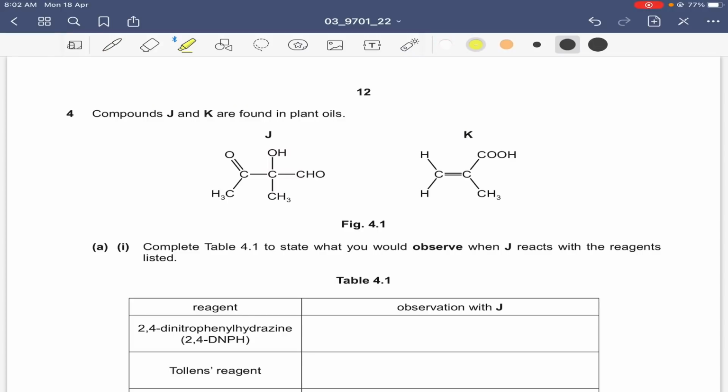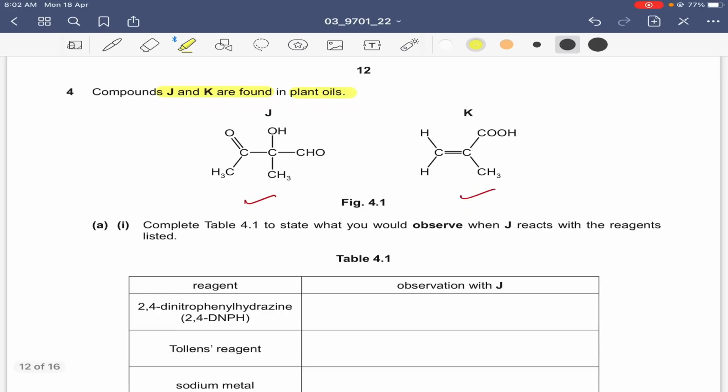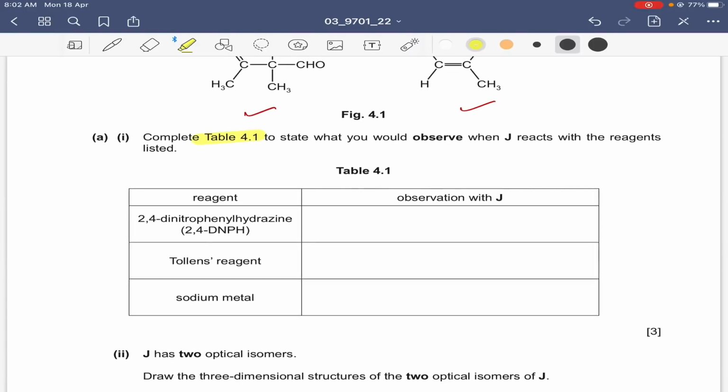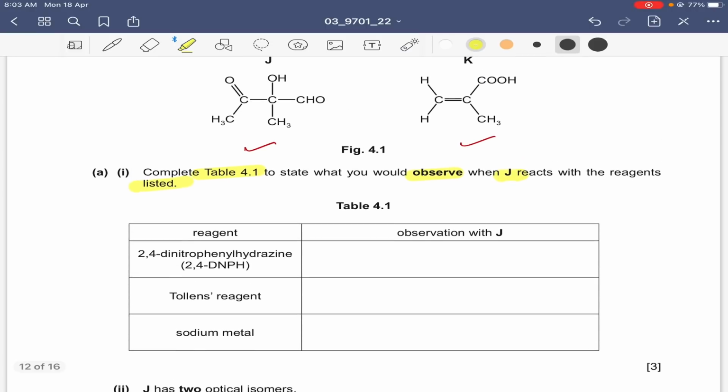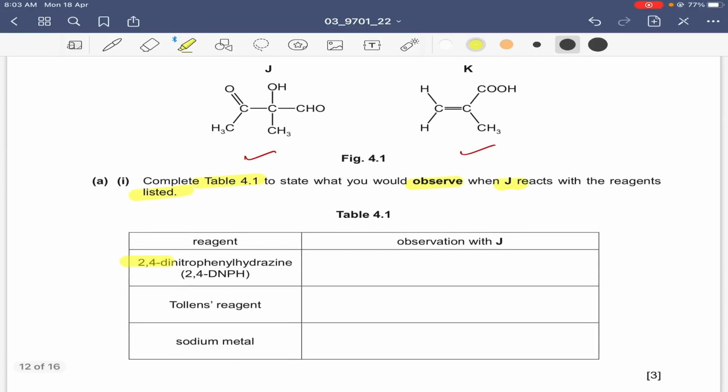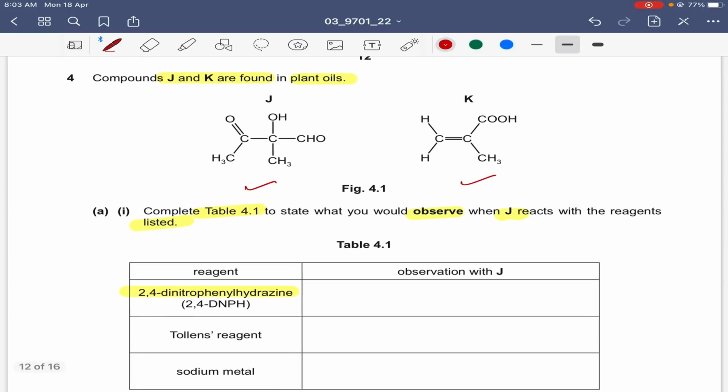Okay, now the last question of this paper is: compounds J and K are found in plant oils. This is the structure of J and this is K. Now, the first part is complete table 4.1 to state what you would observe when J reacts with the reagents listed. So these are some reactions of J, and we have to write the observations when J reacts with 2,4-dinitrophenylhydrazine, which is a reagent used to test for carbonyl compounds. So we have an aldehyde and a ketone both present in J.